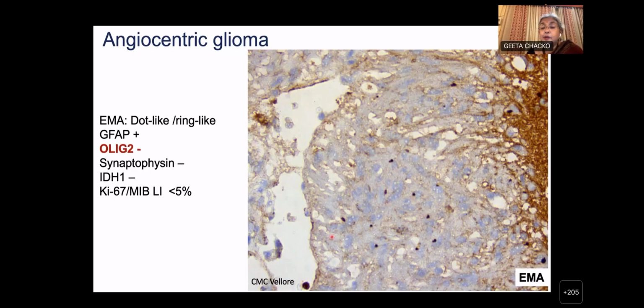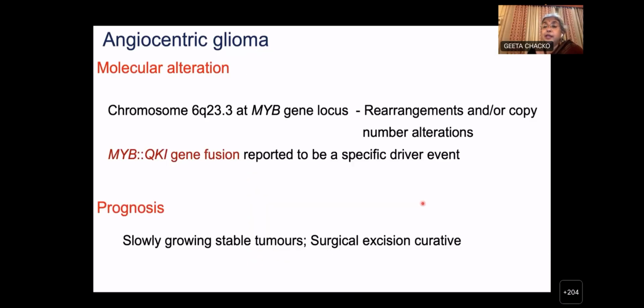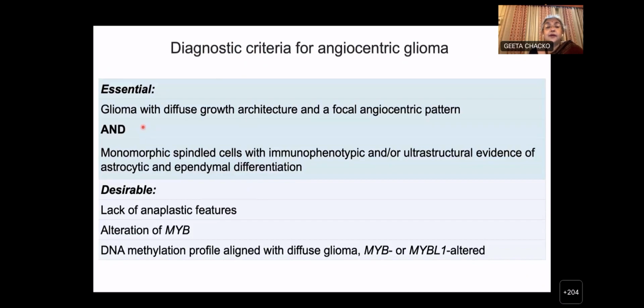So here you see this dot-like positivity. Because it's a glial tumor, you get GFAP positive. These tumors are OLIG2 negative. Unlike the other tumor that is OLIG2 positive, these are OLIG2 negative. And they often show this MYB QKI gene fusion. So the essential criterion here is, you don't need molecular testing: diffuse growth pattern with focal angiocentric arrangement and immunophenotypic evidence of astrocytic or ependymal differentiation. If this is present, you can make a definitive diagnosis based on the history.